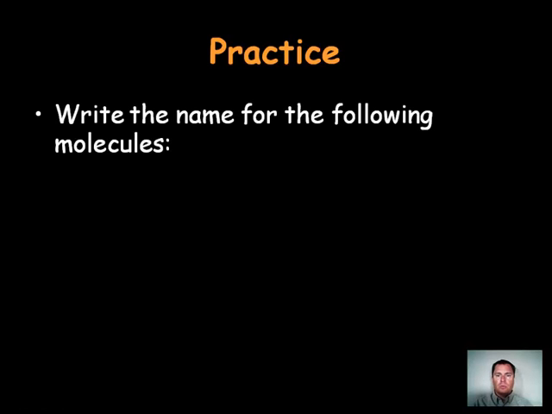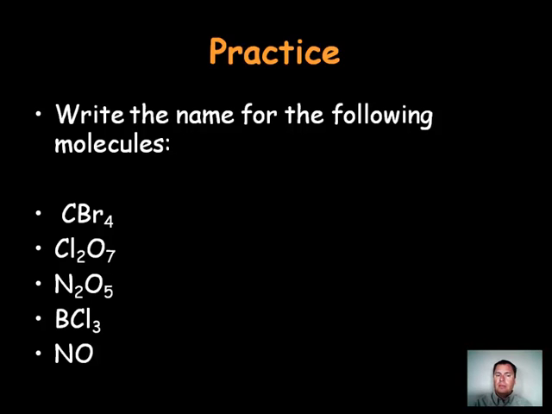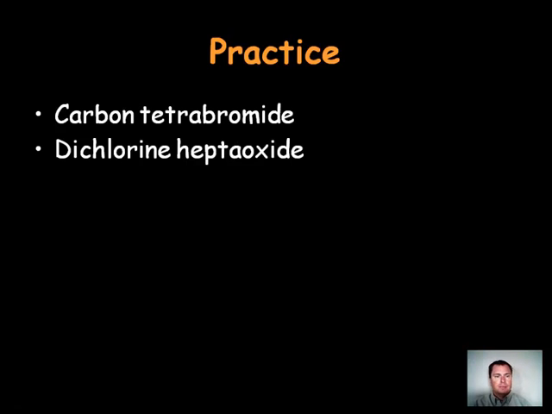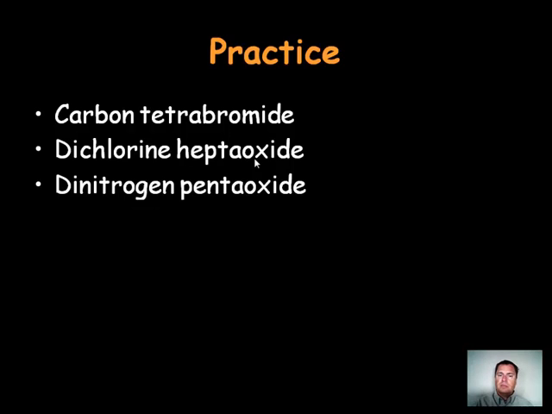Okay, I want you to write the name for the following molecules. Copy these down, and then pause the video, and then come back. We'll check out and see how you did. Oh, one more. Okay, here we go. First one, carbon tetrabromide. Second one, dichlorine heptaoxide. Okay. Now notice it's only the mono that we worried about dropping the letters, with the 2 letters there. Dinitrogen pentaoxide.